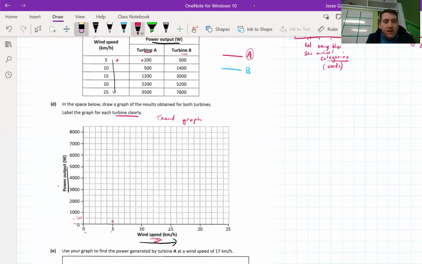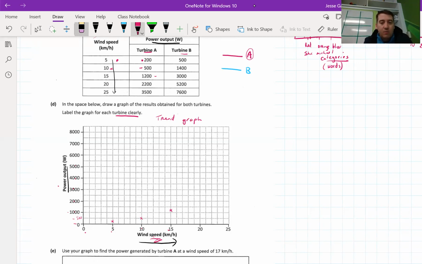Let's go to the next one. It says for wind speed 10, turbine A was giving 500. So 10 and 500. I just mark a little X where it belongs. At 15, it was 1,200. So I'll go to 15, I'll go up to 1,000, and then a little bit more for 200. All right, so I'm going to get you to pause the video and finish off the other 2 points for turbine A. Pause the video and do that now.